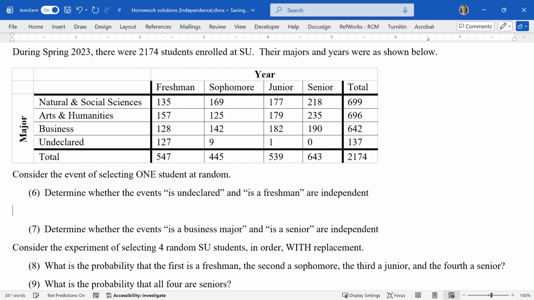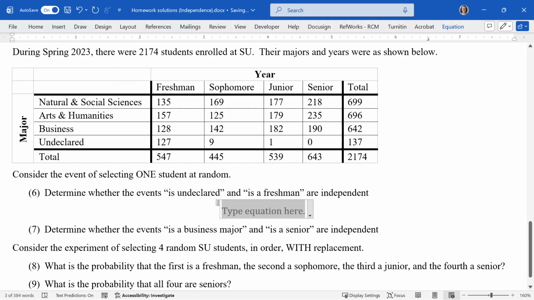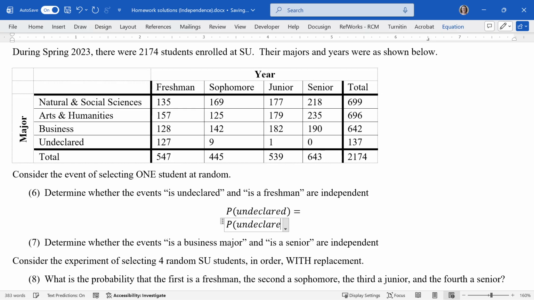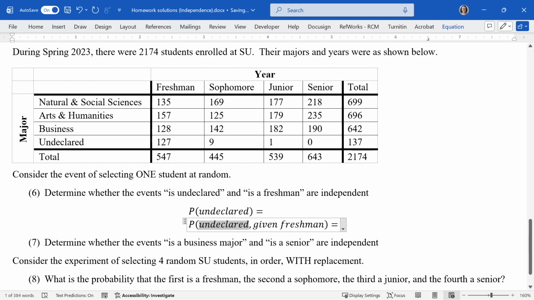But we can more formally show that using these equations. So let's just calculate what's the probability the student is undeclared. And then we can compare that to the probability that they're undeclared given that they're a freshman. And you can do this in either order. You don't have to do it this way. We could have swapped the words undeclared and freshman in these equations here.